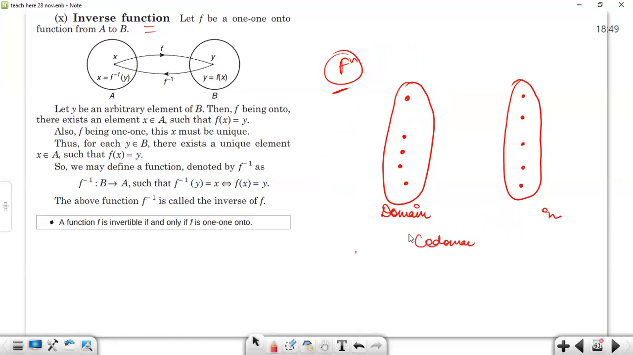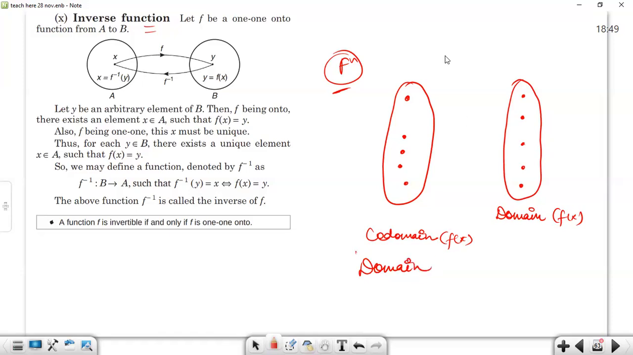These are the codomain and domain. This is the domain of f of x. This is the codomain of f of x. Now they have become the domain of, as we are discussing now, f inverse of x. So this is the domain of f inverse of x. Now this is the codomain of f inverse of x, which was earlier the domain of f of x.